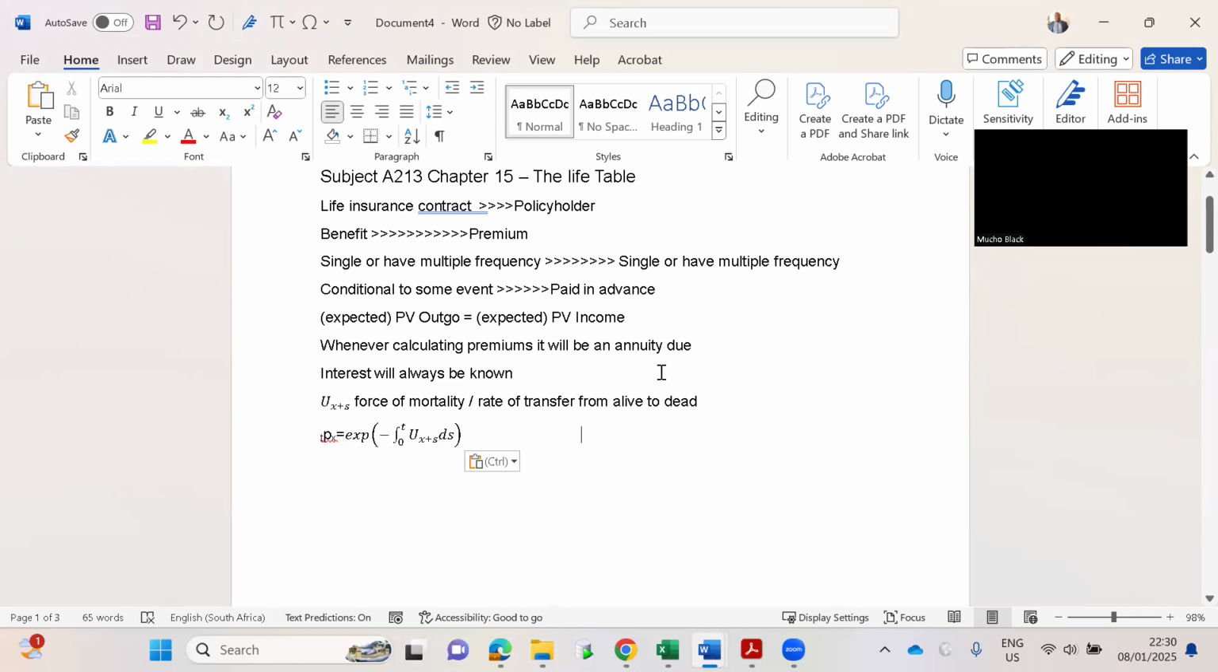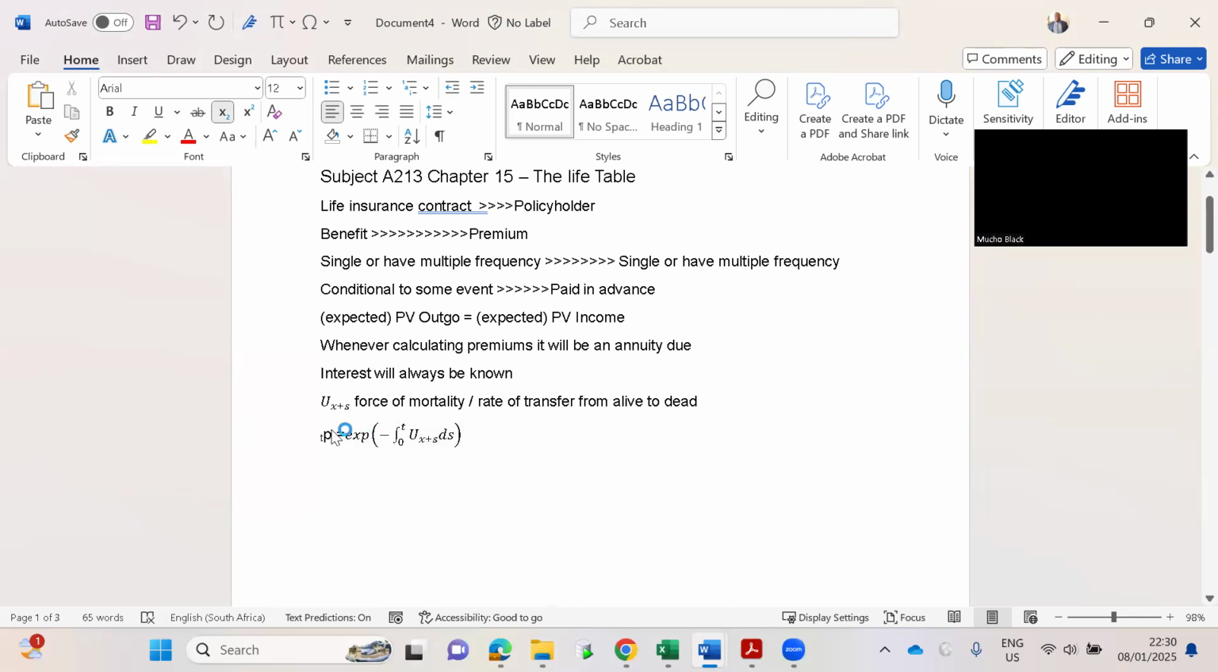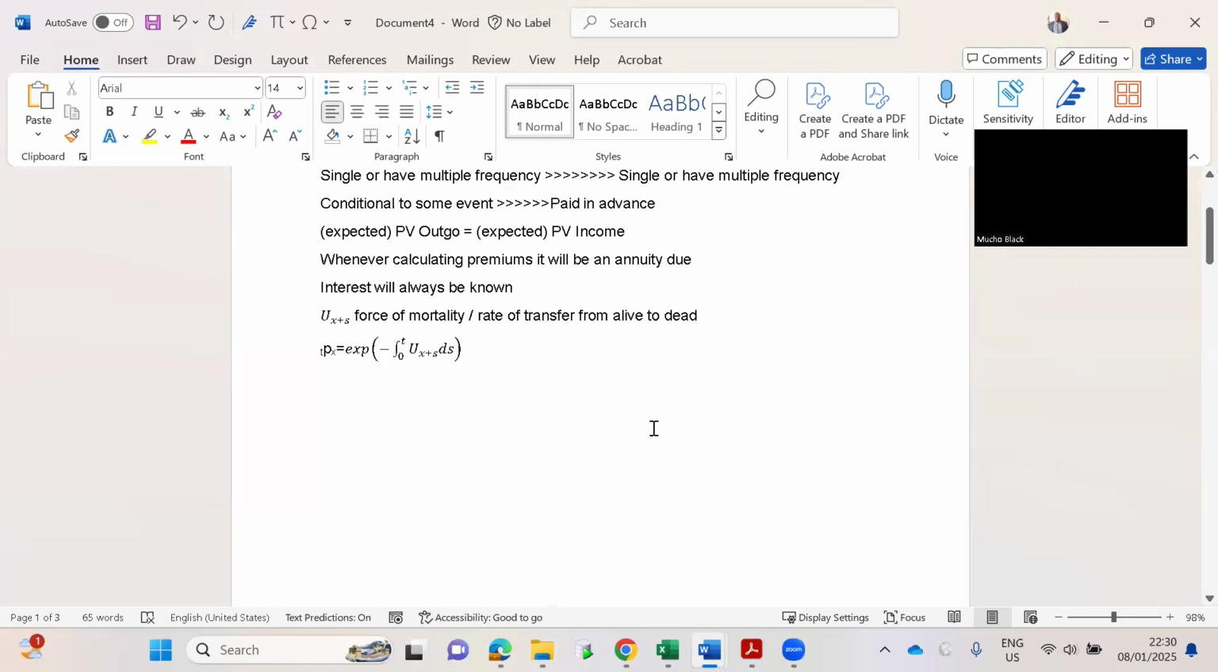And the first probability we're introducing is TPX, which is the probability that a life aged X will be alive after T years. So that is just equal to the exponent of the negative integral of the force of mortality from time 0 to T. We should do an example later on that will explain this, but this is the formula that you need to know the definition of.